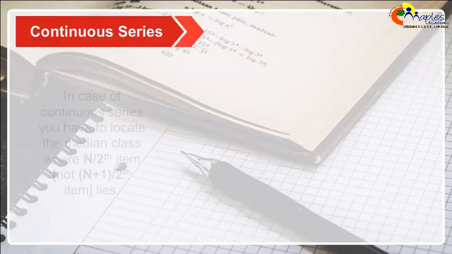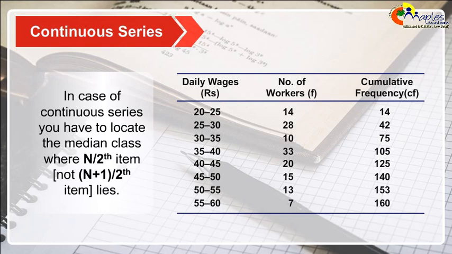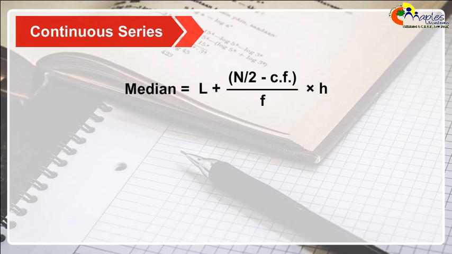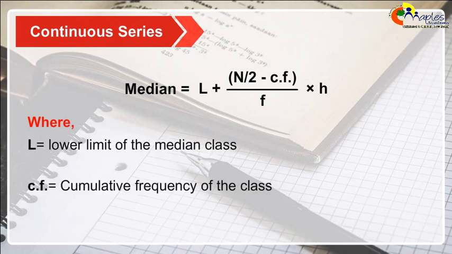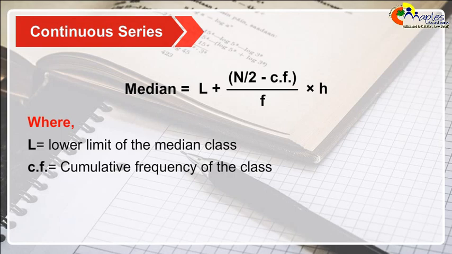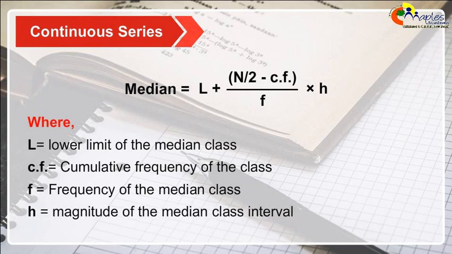Continuous series. In case of continuous series, you have to locate the median class where n upon 2th item, not (n plus 1) upon 2th item, lies. The median can then be obtained as follows. Median is equal to L plus (n upon 2 minus Cf) upon f into h, where L is equal to lower limit of the median class. Cf is equal to cumulative frequency of the class. F is equal to frequency of the median class. H is equal to magnitude of the median class interval.